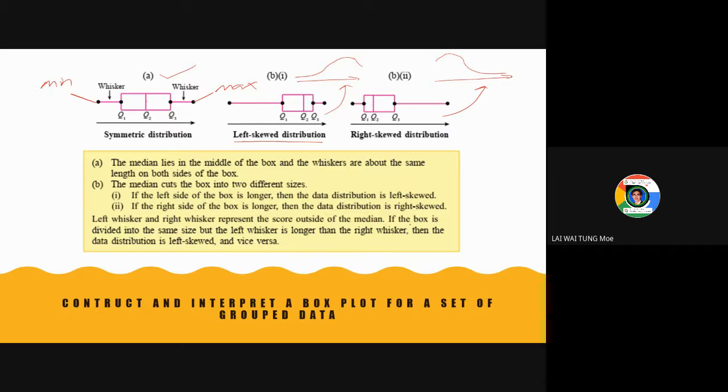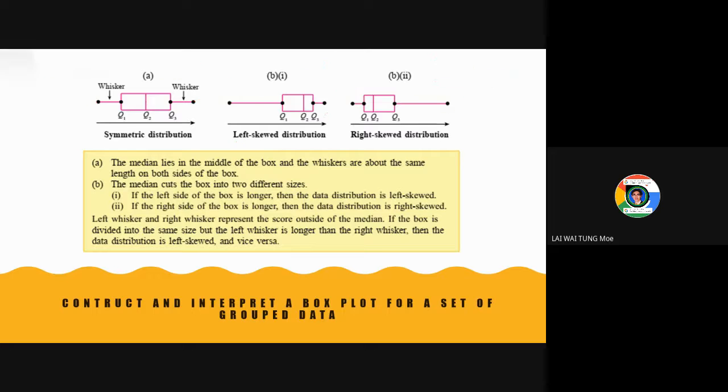If the box is divided into the same size, but the left whisker is longer than the right, then the data distribution is left skewed and vice versa. So we can also look at the whisker. If the whisker is longer on the left hand side, then we say that this is left skewed. And if the whisker is longer on the right hand side, then we say that it is right skewed, or skewed to the right.